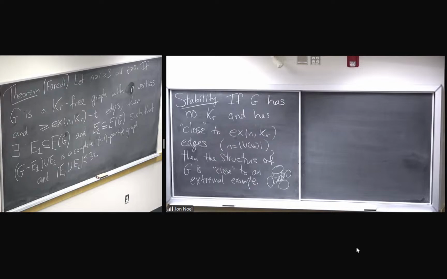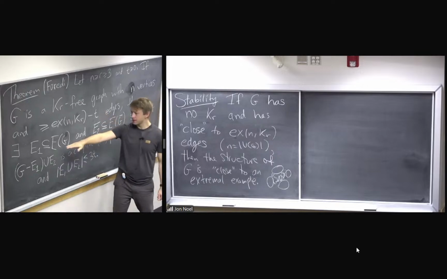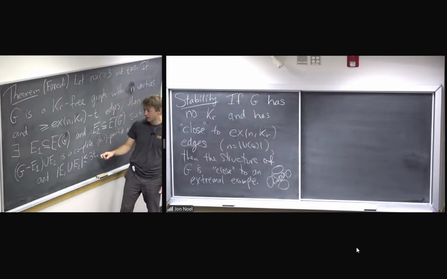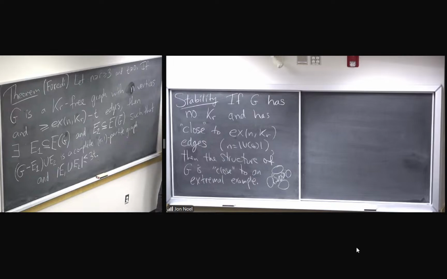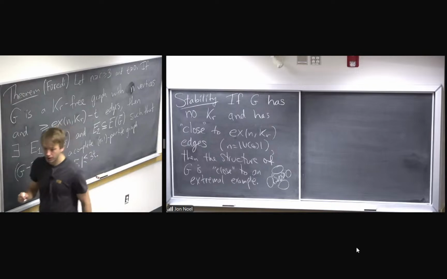Any other questions? So is it clear what this is saying? This is our notion of being close to an extremal example, although not exactly extremal. If I add and remove 3 times t edges, you'll get to a complete (r-1)-partite graph.